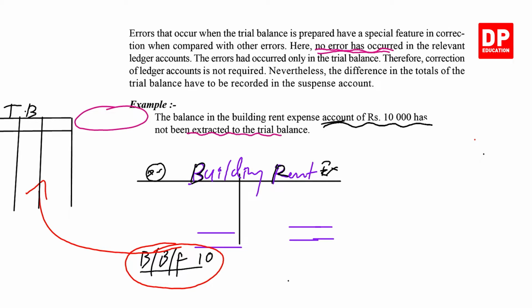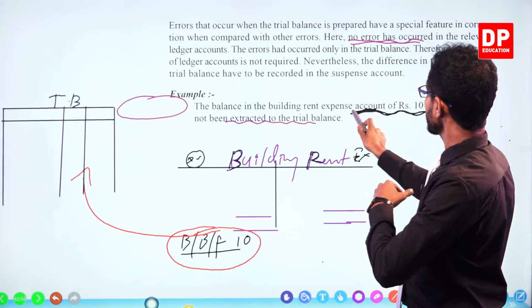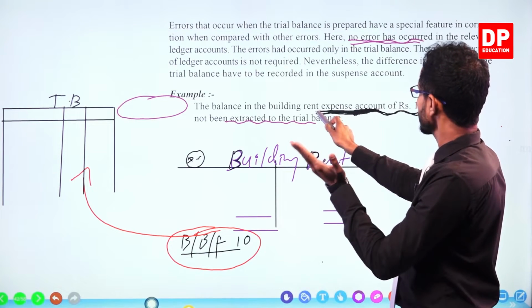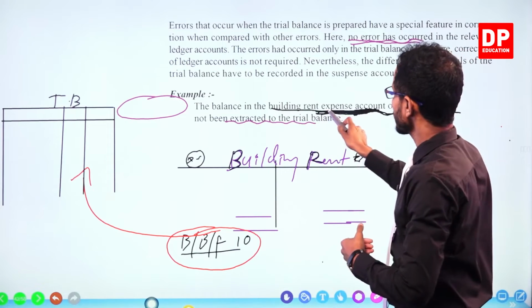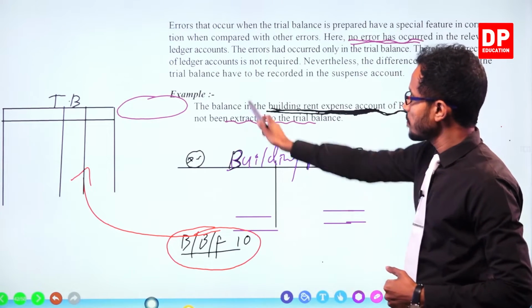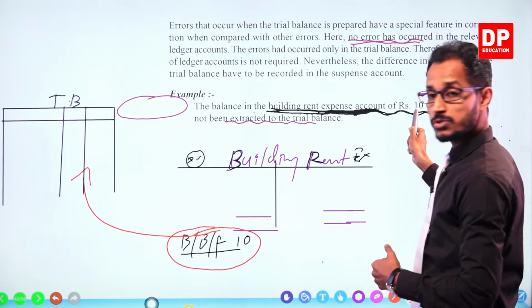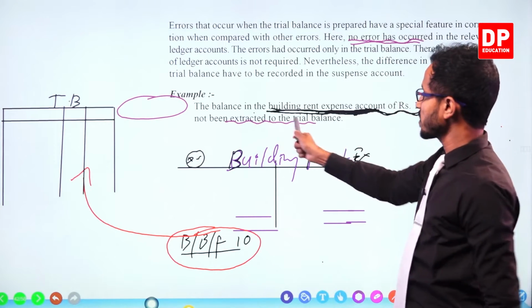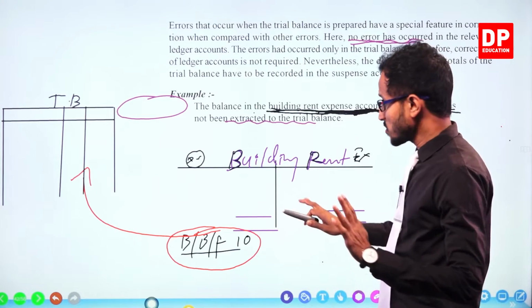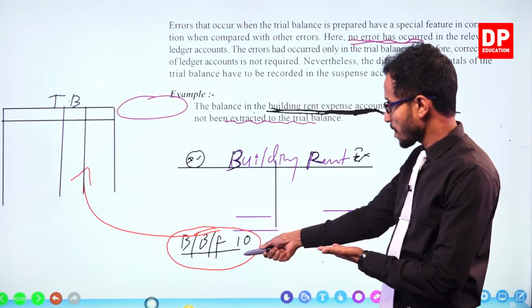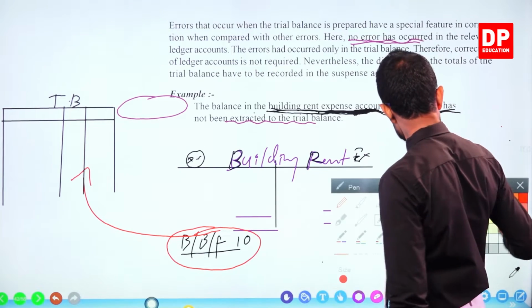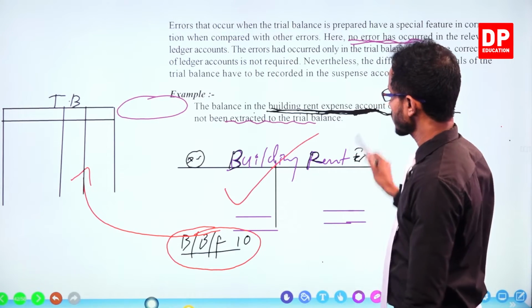See, the balance of this account, which account? Building rent expense account. The balance in the building rent expense account 10,000 has not been extracted to the trial balance. The balance is here. Nothing wrong in the building rent expense account. This is correct.